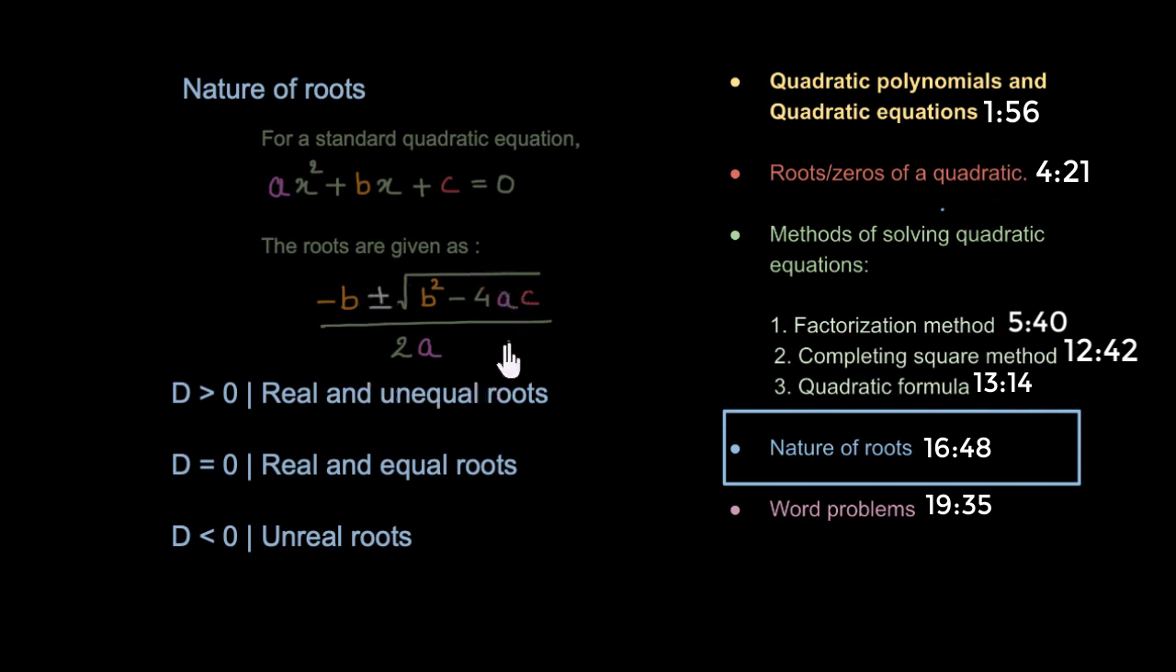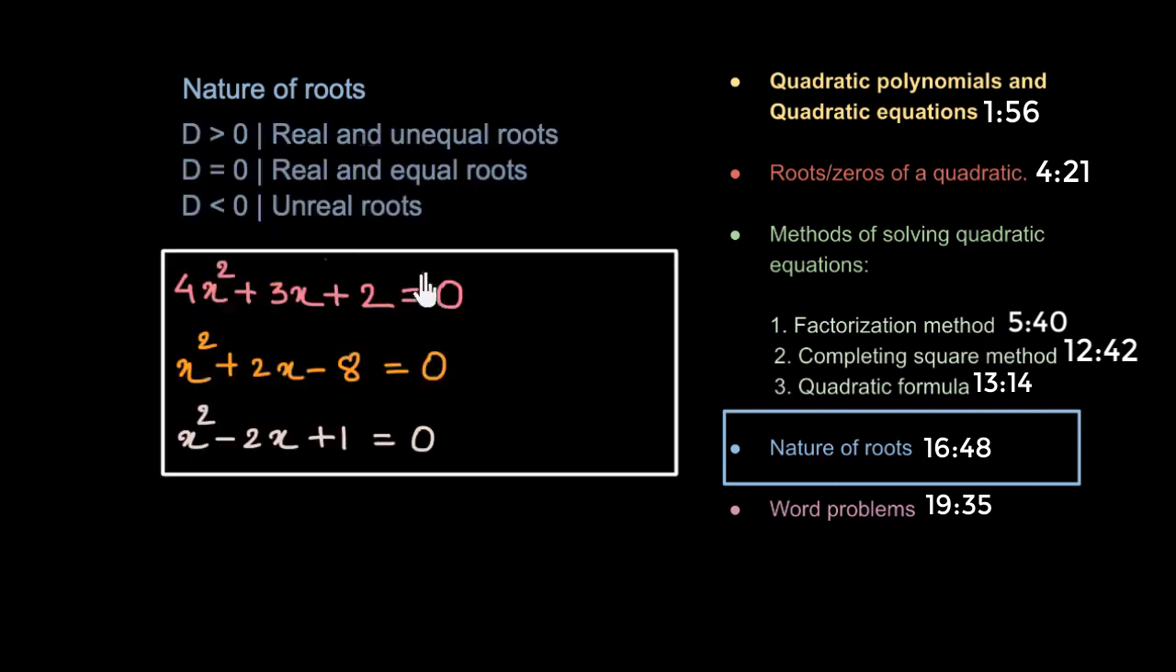So without even actually calculating what the roots would be, we can directly calculate the discriminant value to find whether the roots would be real or unreal. Let's look at some examples here. For the first equation here, let's try to find the values of a, b and c. a is the coefficient of x square, b is the coefficient of x, and c is the constant value.